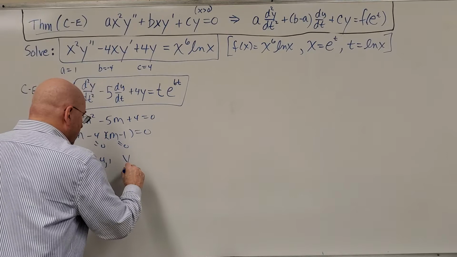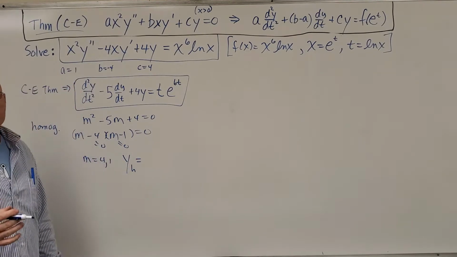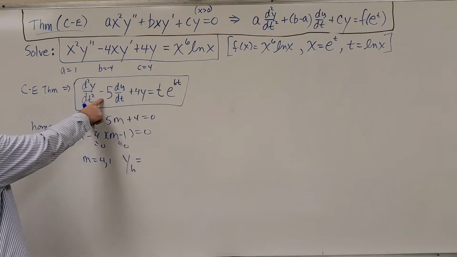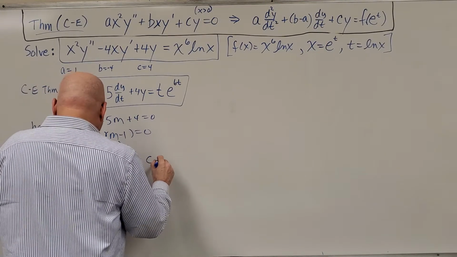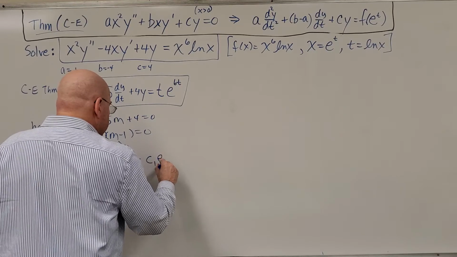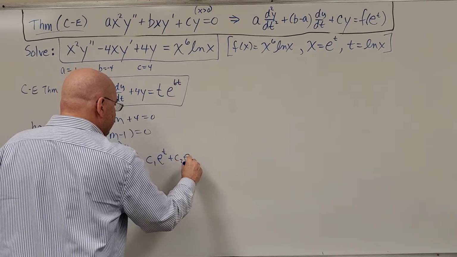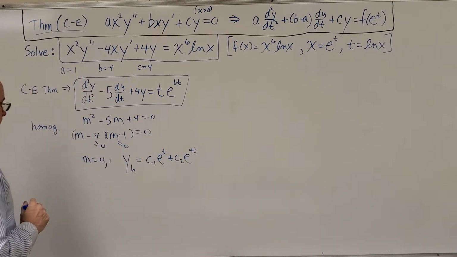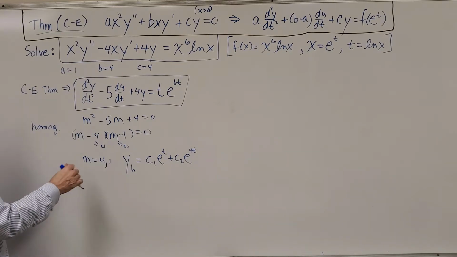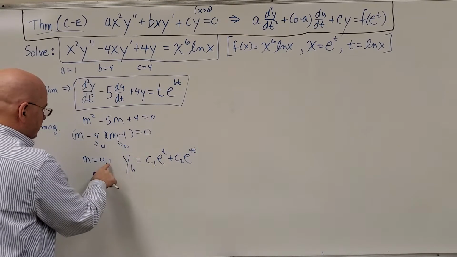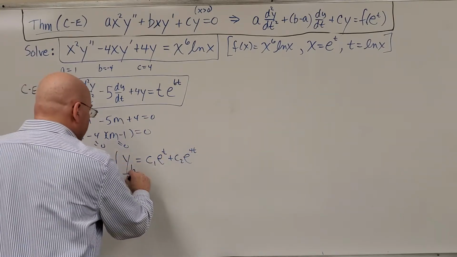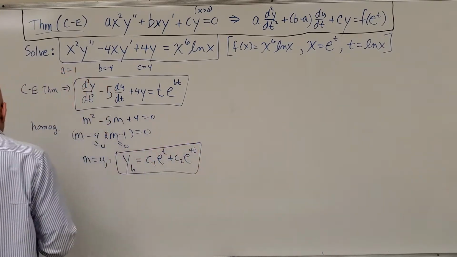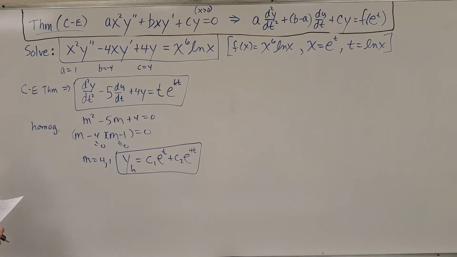So that tells us what our homogeneous solution is of this differential equation. C1 e to the t plus C2 e to the 4t. So I'm calling the 1 because of this, 1t because of this one, 4t because of that root. So I'll go ahead and put a box around the homogeneous solution. Now let's do the particular solution.